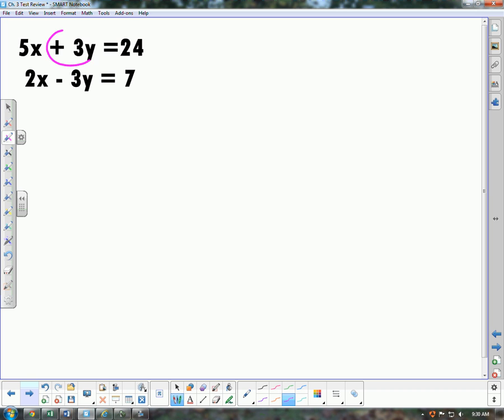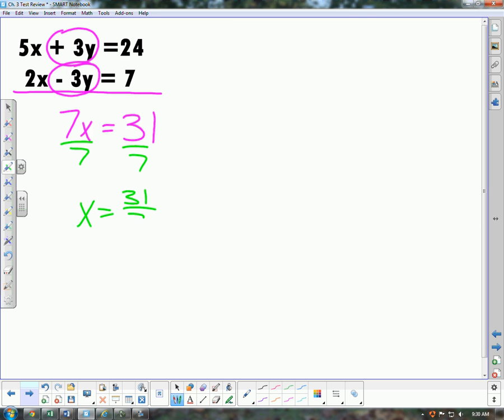Because this is a positive 3y and that is a negative 3y, I'm going to do this one through the addition method or the elimination method, and those are already opposites of each other, so I don't have to multiply by anything. And so then I just need to add things together to get 7x equals 31. Divide both sides by 7, and x equals 31 over 7. Then taking this and substituting it into either one of the equations, and I'm just going to use the top one.